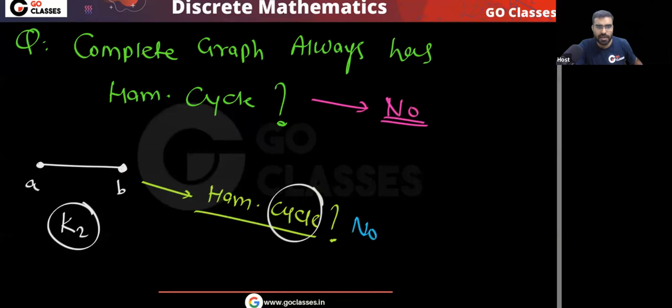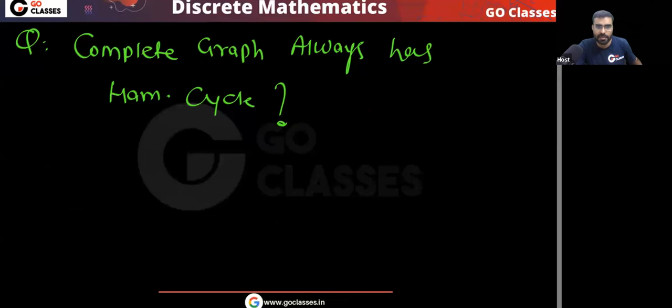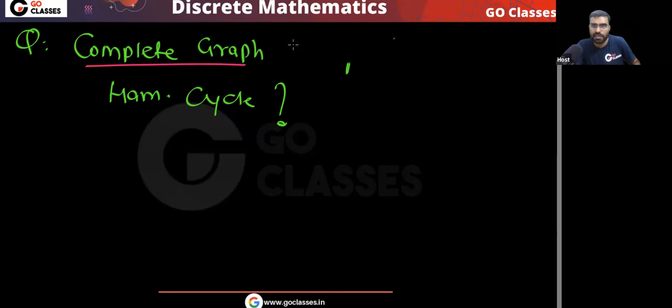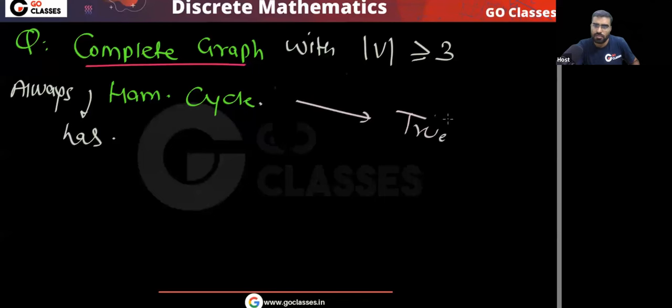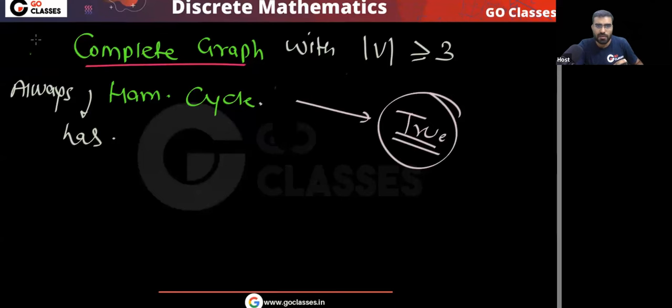I hope you understood. But I can say this statement: a complete graph with at least 3 vertices always has a Hamiltonian cycle. Yes, that is correct. This statement is true. Is this clear? If you have a complete graph with at least 3 vertices, then it will always have a Hamiltonian cycle.